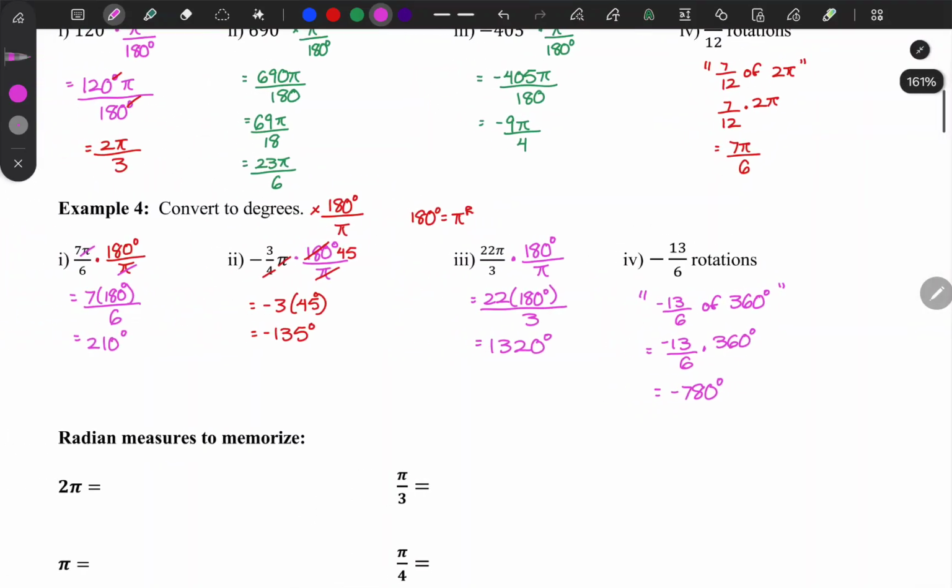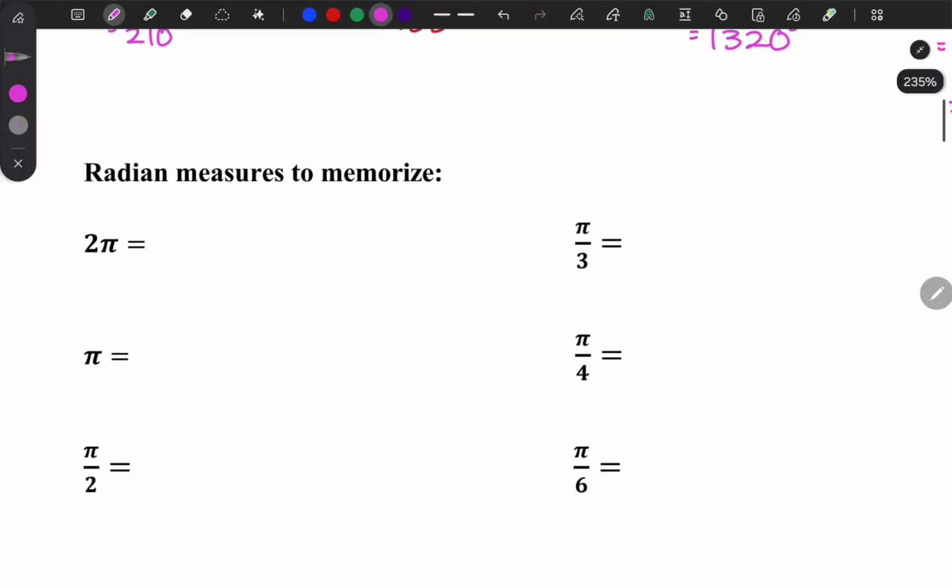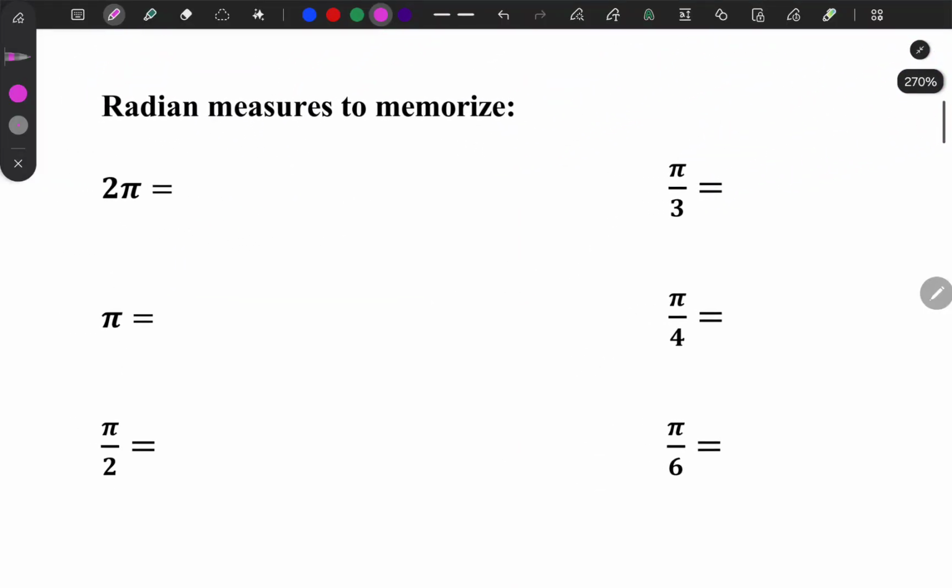All right, so we've done a little bit of practice converting back and forth. You want to get pretty comfortable doing this and also be a little bit careful about units and entering on your calculator now that we may be sometimes using degrees, sometimes using radians. Some radian measures to memorize or at least become very, very comfortable with. These are the ones that you'll want to start to recognize. So we know that 2 pi is equal to 360 degrees and pi is equal to 180 degrees.